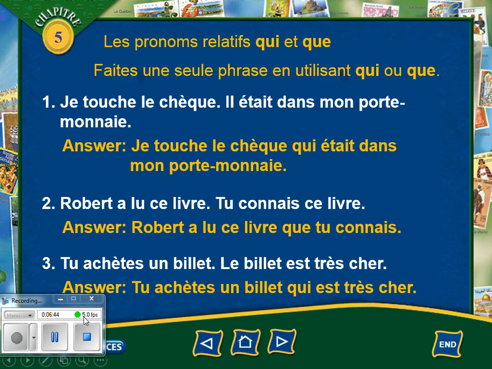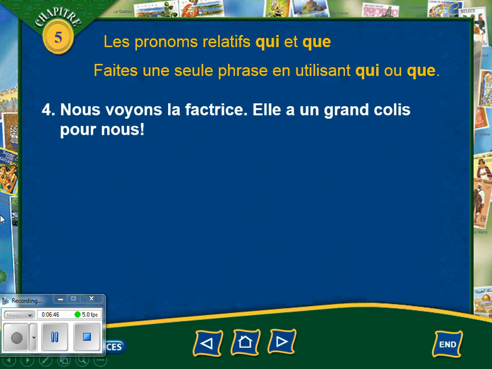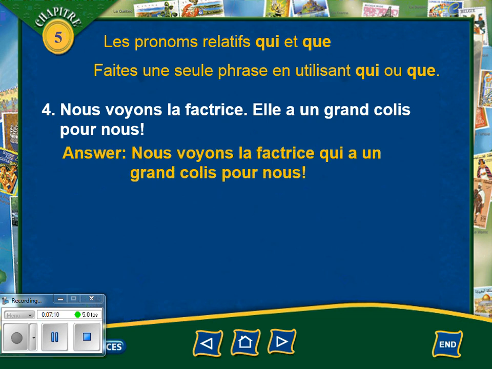All right, let's try another one. Nous voyons la factrice. We see the mail lady. Elle a un grand colis pour nous. She has a big package for us. How am I going to join these two? We see the mail lady who has a big package for us. I think that will make sense. We're going to use qui, and we're going to replace elle with qui. Nous voyons la factrice qui a un grand colis pour nous.